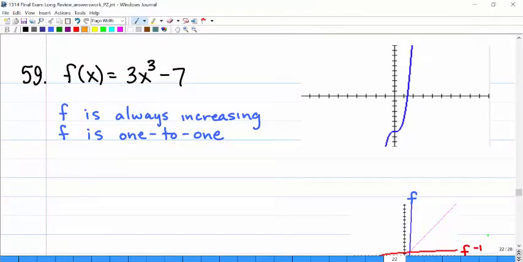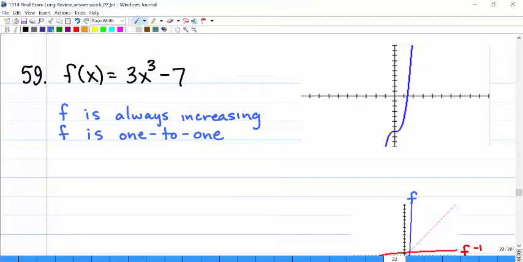Number 59 said to find an inverse for the function f of x equals 3x cubed minus 7. I went ahead and looked at this function on my calculator and saw that it was always increasing. In other words, it's always going up from left to right. So yes, it is one-to-one, and so yes, it does have an inverse.